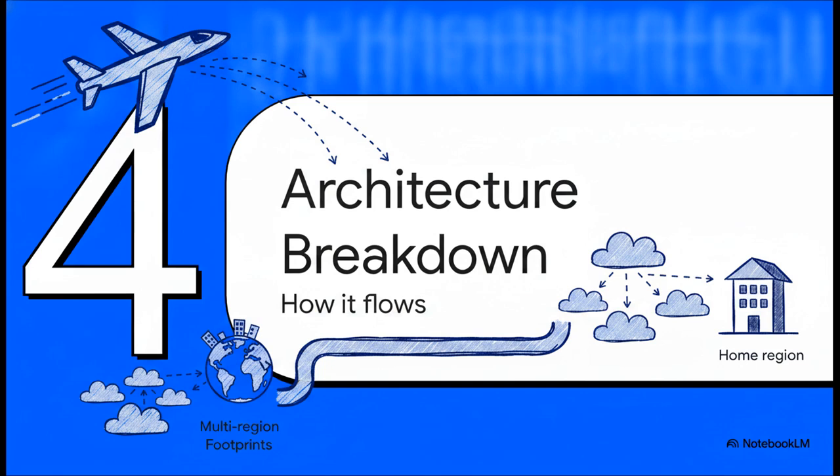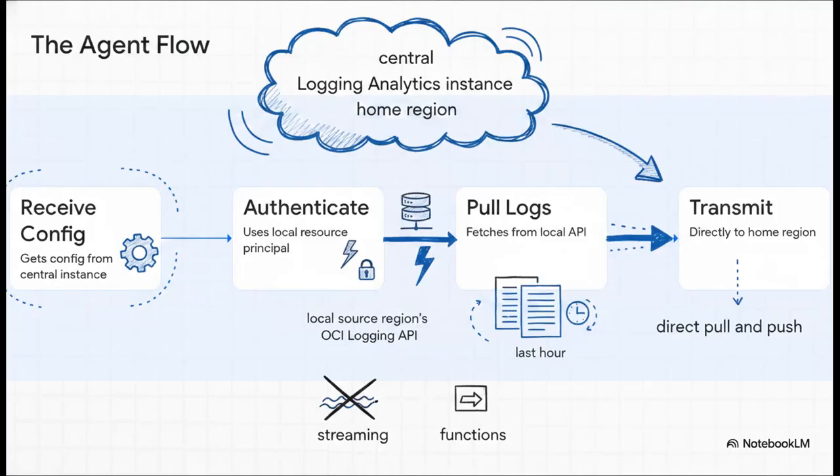Section 4, Architectural Breakdown and Flow. How it flows. Let's pop the hood and see how this private jet actually operates chronologically. Step 1, the management agent running in the source region receives its configuration, which is pushed down from the central logging analytics instance in your home region. Step 2, it uses that resource principal to authenticate locally. Step 3, it reaches right out to the local source region's OCI logging API and pulls the required logs, like say the last hour of audit logs.